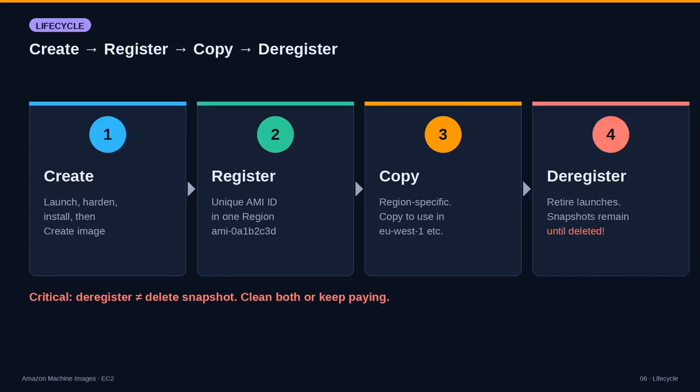Here is the part teams forget. Deregistering the AMI does not delete the underlying EBS snapshot. That snapshot keeps billing you for storage until you delete it separately. Always pair deregister with a snapshot cleanup, or wire both into a lifecycle policy.